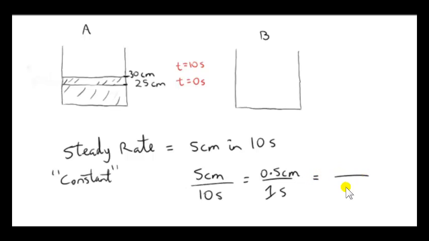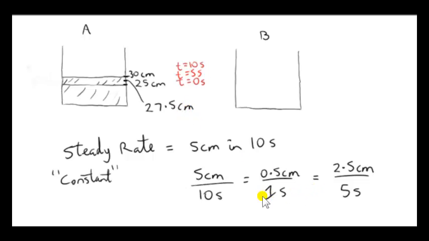So for example, we could consider the rise of depth of the water after 5 seconds. If I multiply above and below by 5 here, 5 ones are 5, 5 times 0.5 is 2.5 centimeters. Midway between 0 and 10 seconds is 5 seconds. So the depth of the water will be midway between 25 and 30. That's 25 plus 2.5, which is 27.5 centimeters.